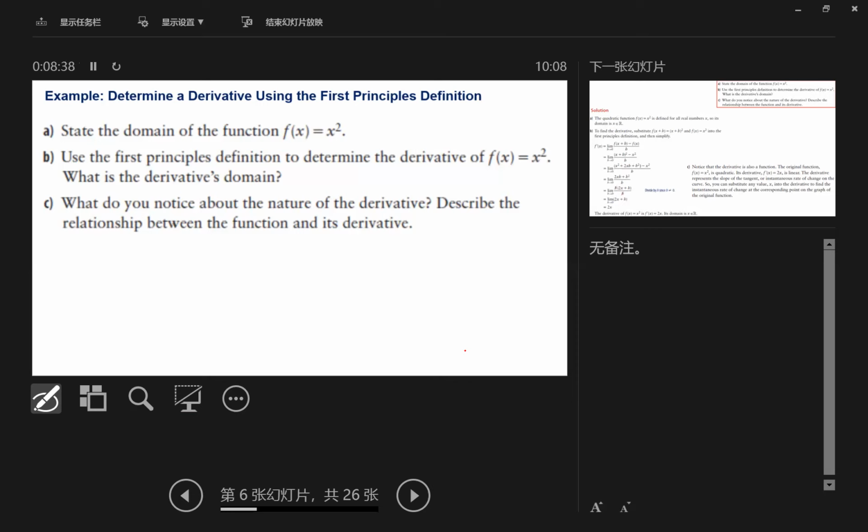Question C. What do you notice about the nature of the derivative? Describe the relationship between the function and its derivative. Okay, I'll give you 2 minutes to have a look at this question here. Can you find the derivative of this function using its definition, specifically the first principles definition? You can start now.